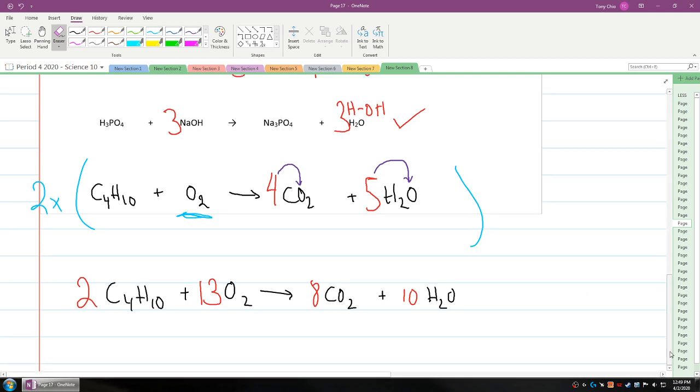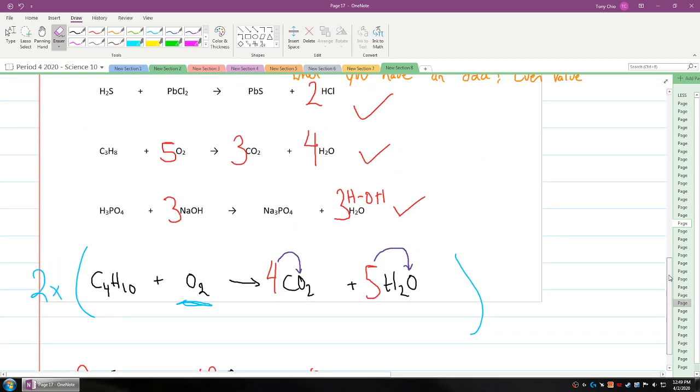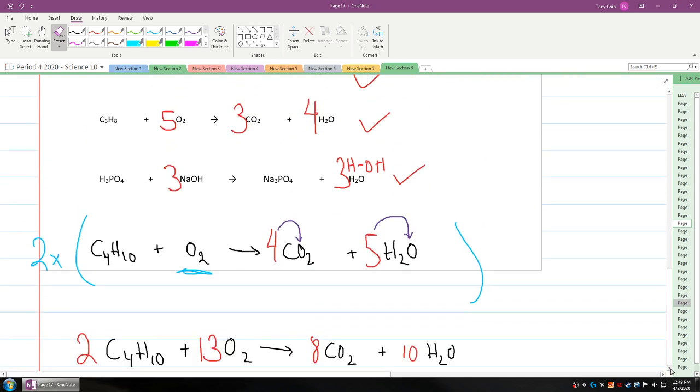So, for homework, I want you to practice balancing in the homework provided. But other than that, this is our lesson for balancing chemical reactions.